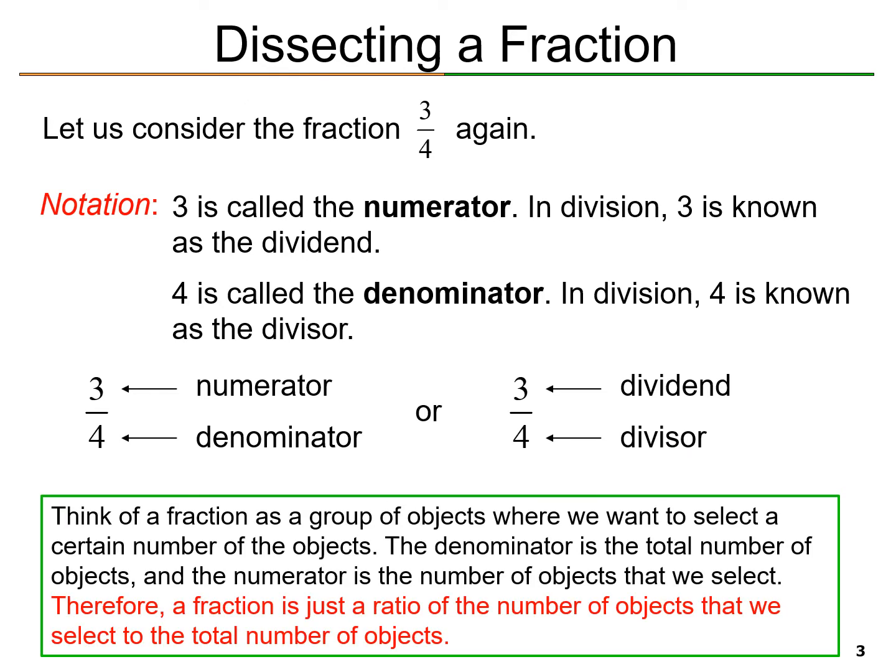Think of a fraction as a group of objects where we want to select a certain number of the objects. The denominator is the total number of objects that we can possibly select. And the numerator is the number of objects that we actually select. Therefore, a fraction is just a ratio of the number of objects that we select to the total number of objects possible. So that's basically what a fraction is, no more, no less.